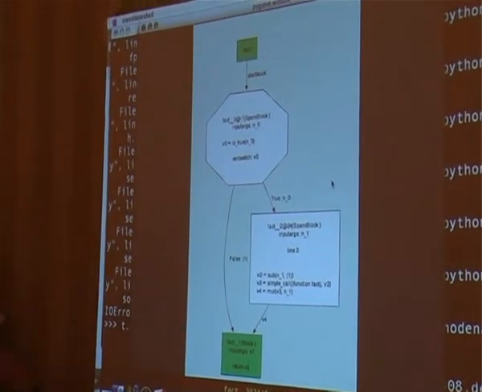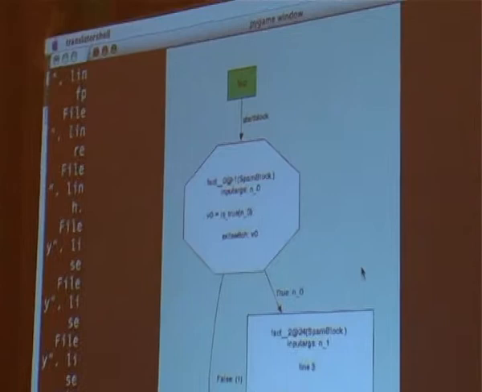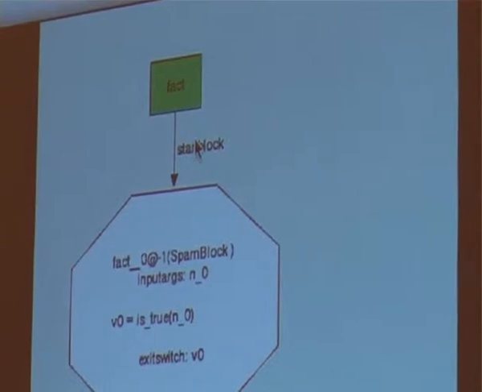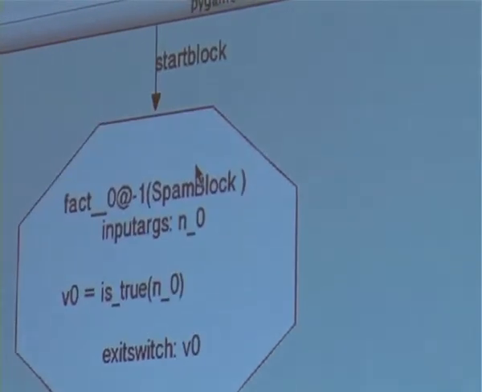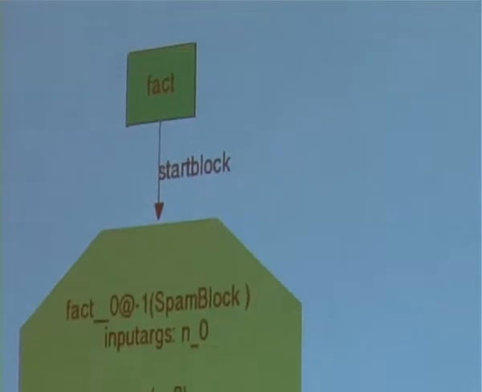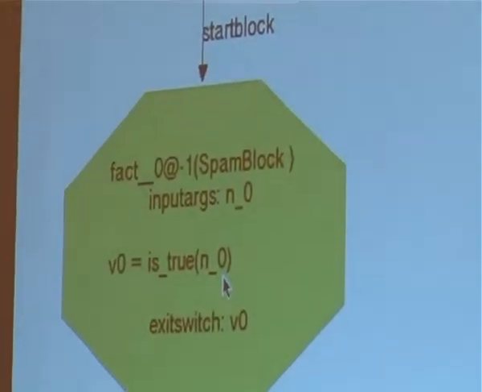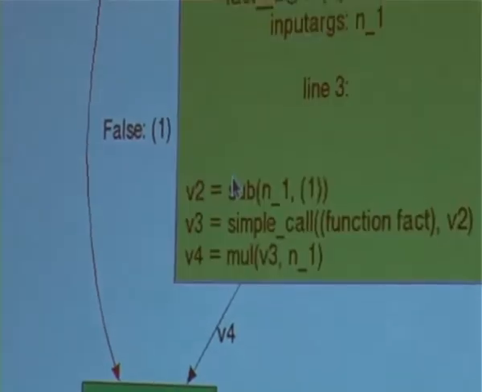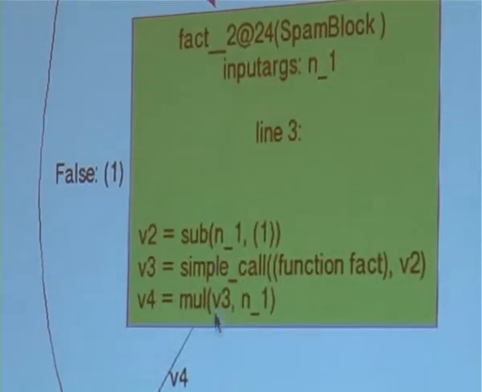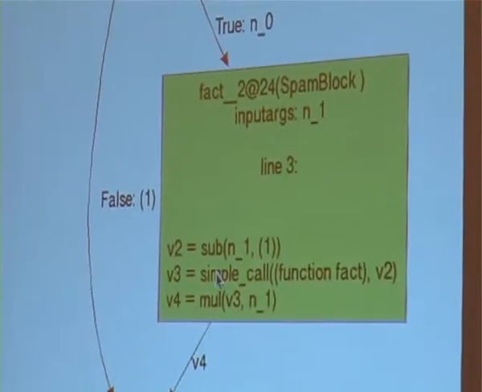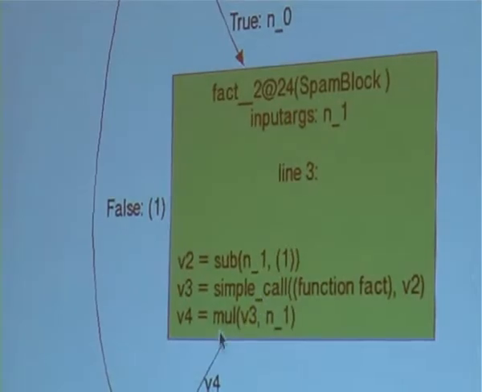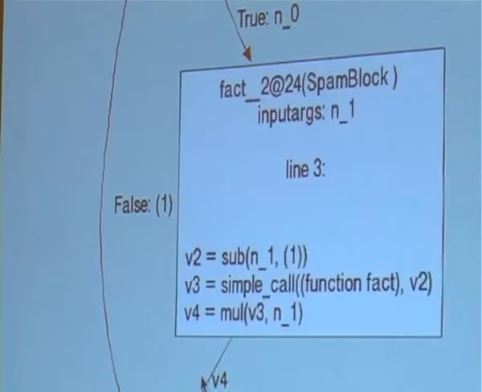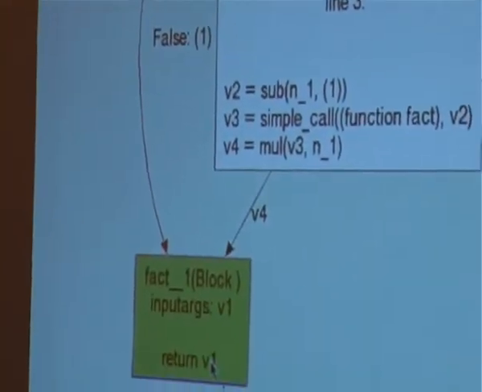So we have, as you can hopefully see here, the flow graph of the function. You have one variable on the way in. This is tested using the space operation is true. And depending on whether, if n is true, then there are some operations here which hopefully make some sense. One is subtracted, the function factorial is called. There's a multiplication, and then this variable is returned.